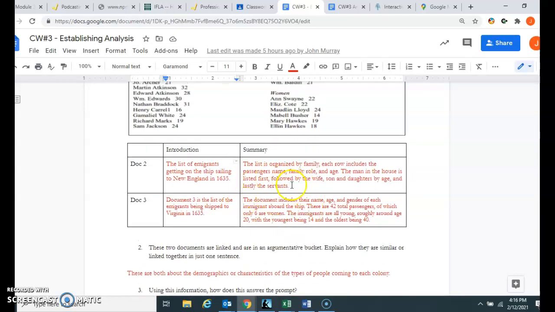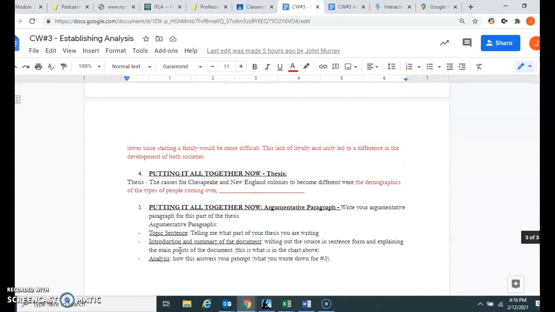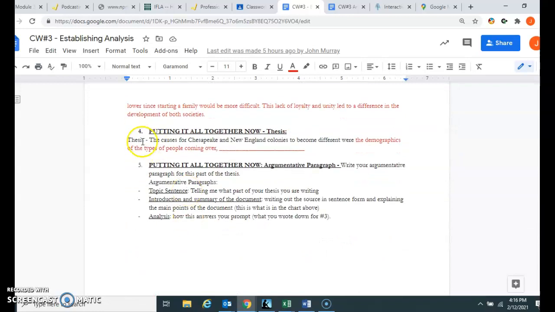Now, you have to make an argumentative bucket. How you make an argumentative bucket is you identify that the documents are similar, they have a common trait, and then you just name what that is. These are both about demographics and characteristics of the types of people coming to each colony. Let's skip down to number 3, because after that, you start to form your thesis. The causes of the Chesapeake and New England colonies to become different, which again is answering our question, were the demographics of the types of people coming over. This is your argumentative bucket that you just made that you're putting at the end of your thesis.